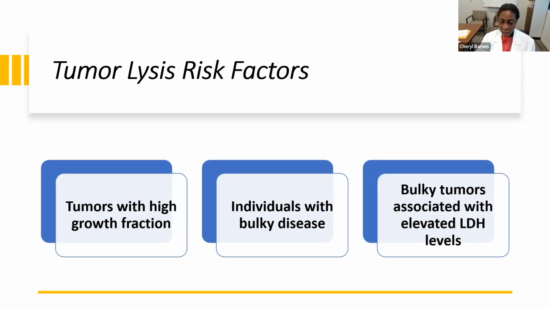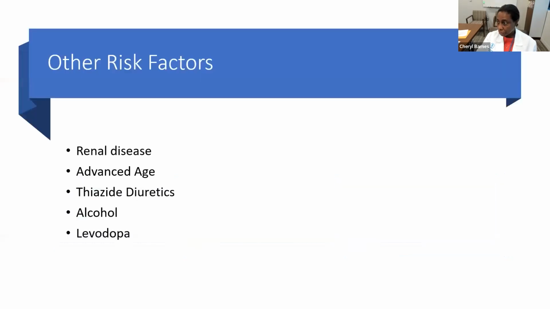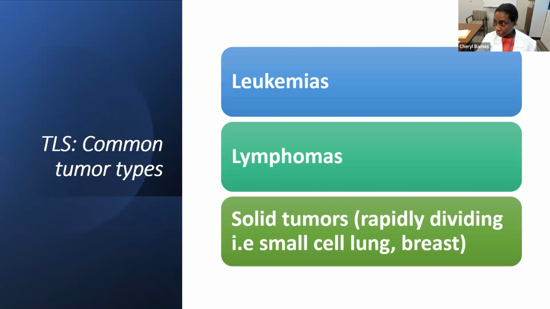So what are the risk factors? Patients with tumors that have a high growth fraction, individuals with bulky disease, and tumors that are associated with elevated LDH levels. Also, some other non-tumor risk factors that may put patients at risk for tumor lysis are a history of renal disease. Advanced age is usually something that we think about. Thiazide diuretics, alcohol consumption, and levodopa. Those are things that can potentially put patients at risk for tumor lysis syndrome.